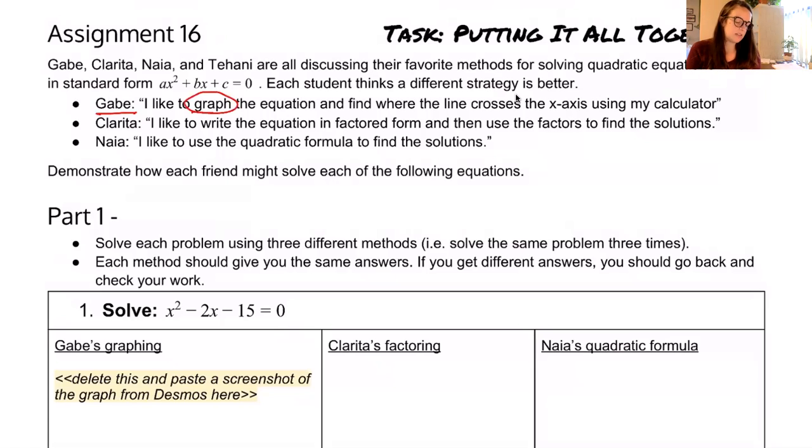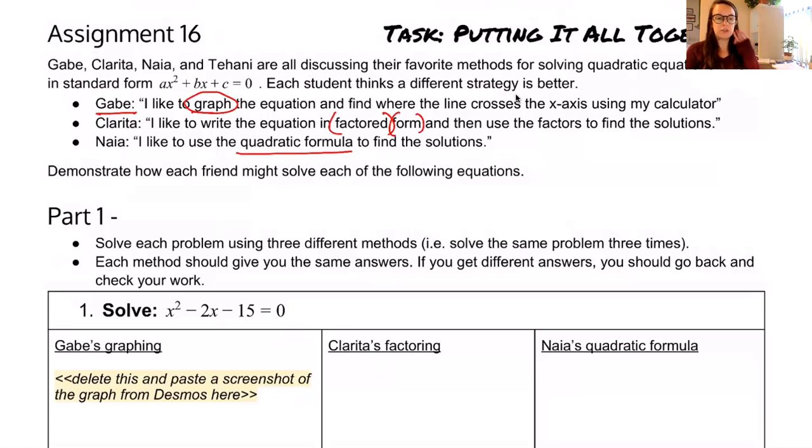Clarita says, I like to write the equation in factored form and then use the factors to find the solutions. So Clarita likes to write it in the parenthesis factored form. And Naya says, I like to use the quadratic formula to find the solutions. So she likes to use our fancy formula we learned last week. It says demonstrate how each friend might solve each of the following equations.